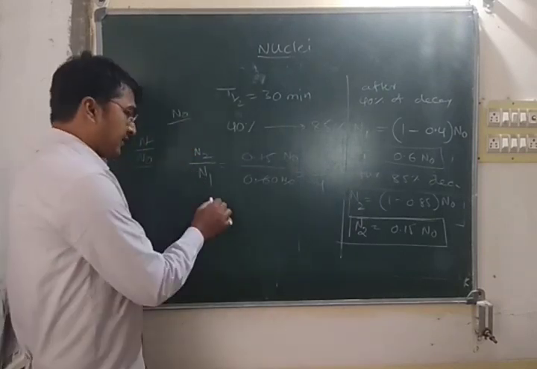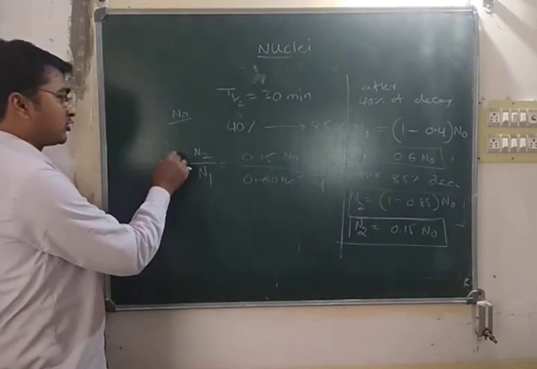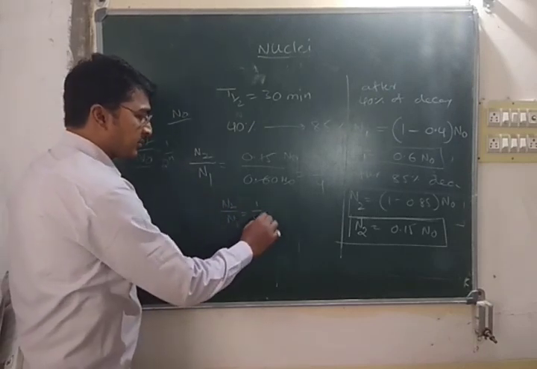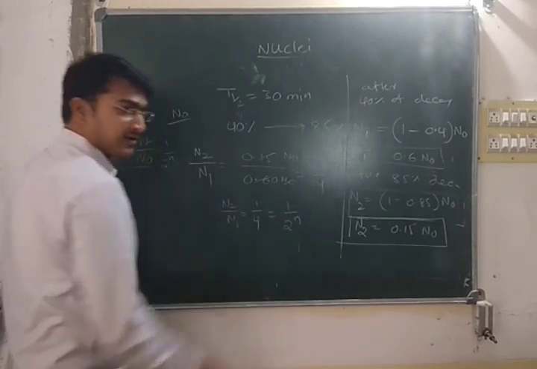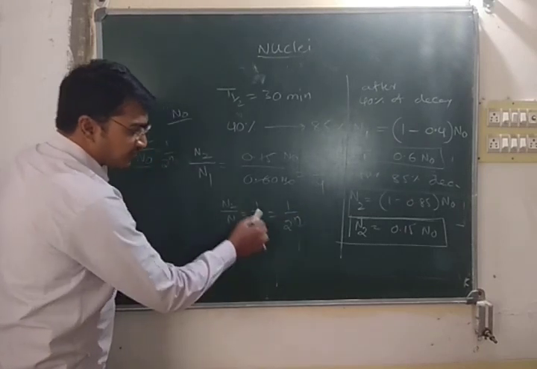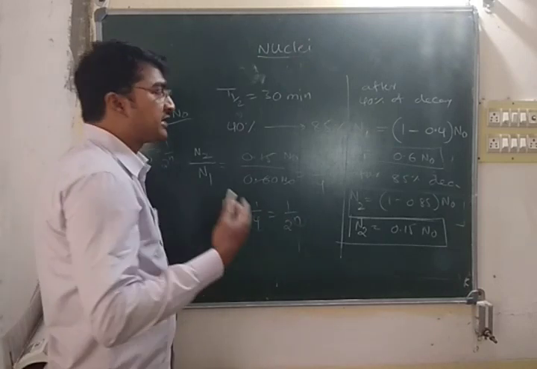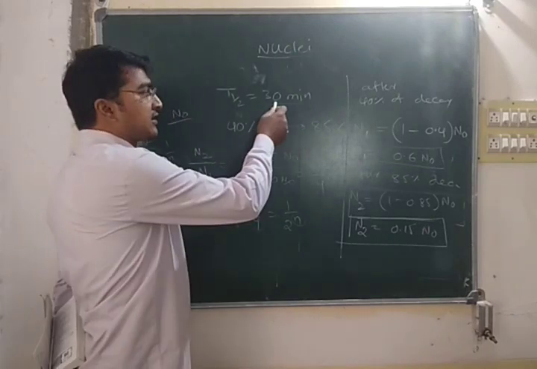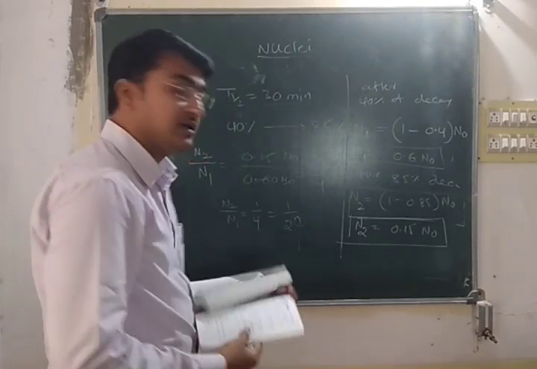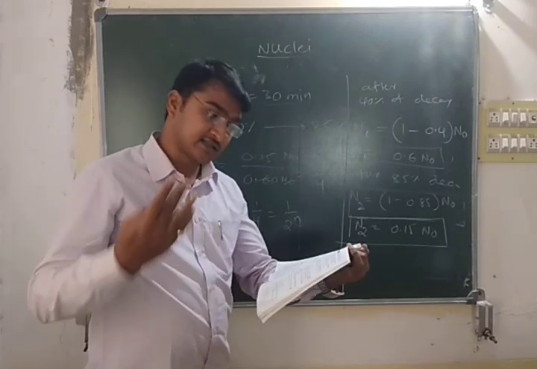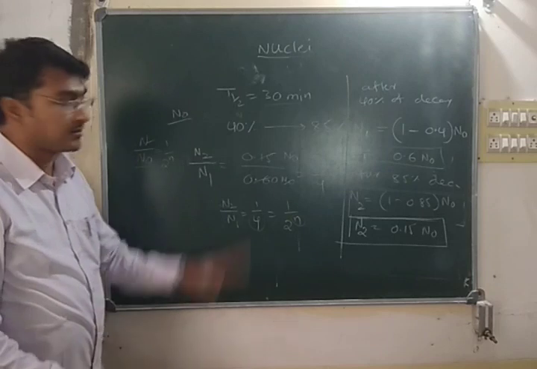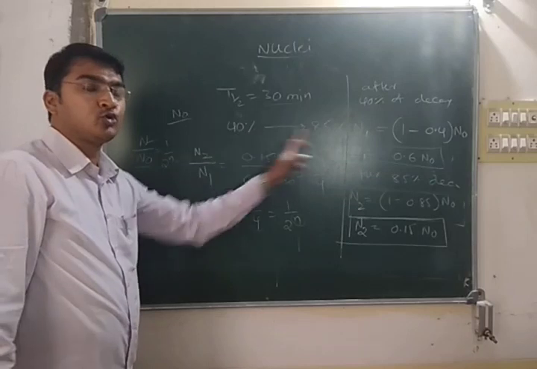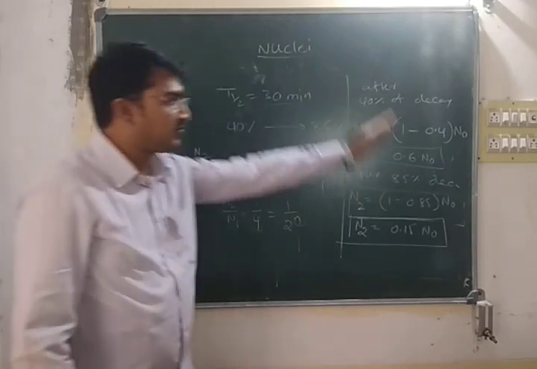But we have one formula: N divided by N naught is equal to 1 by 2 to the power of n. In the same way, N2 divided by N1 equals 1 by 4, which equals 1 by 2 to the power of n. Now what value of n do we get? 2 cycles, which means 2 half-lives, 30 plus 30, that is 60 minutes. Remember this method, whenever percentages are given like this, follow this method.